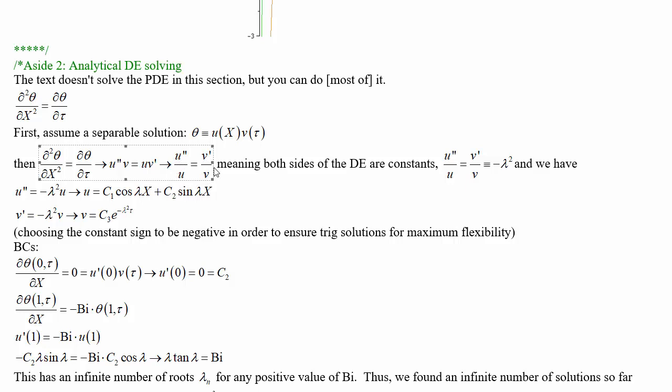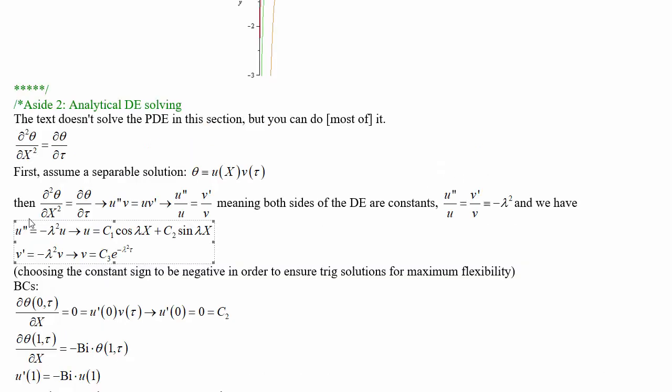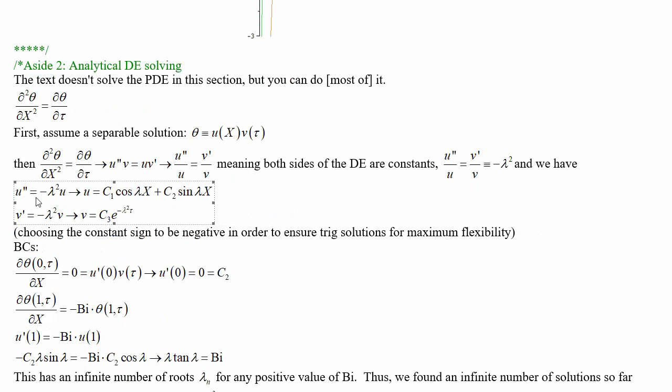So that means both sides have to be independent of position and time, and therefore are equal to a constant, which we're going to call, with a little bit of foresight, negative lambda squared. So we're assuming that the constant is a negative number. By this assumption, we can then solve two different ODEs. So u double prime equals negative lambda squared u, which gives you your trig functions, and v prime is negative lambda squared v, which is a decaying exponential.